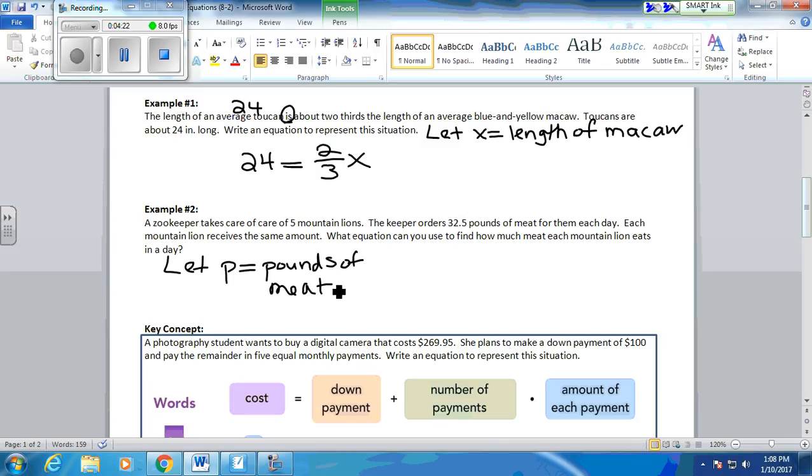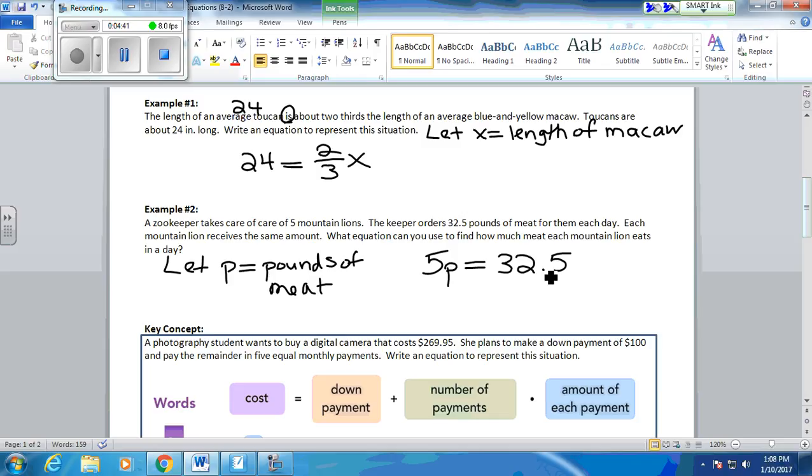Well, each lion eats the same amount, and so I would just say 5 times the pounds, which is 5P, equals the total amount of meat for the day, 32 5/10. Again, both of those are just one-step equations.